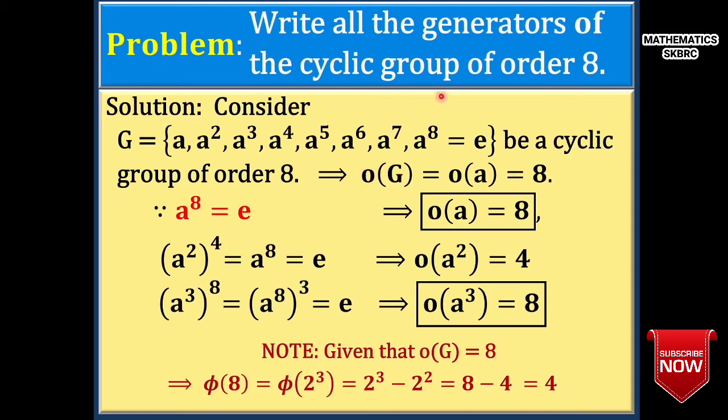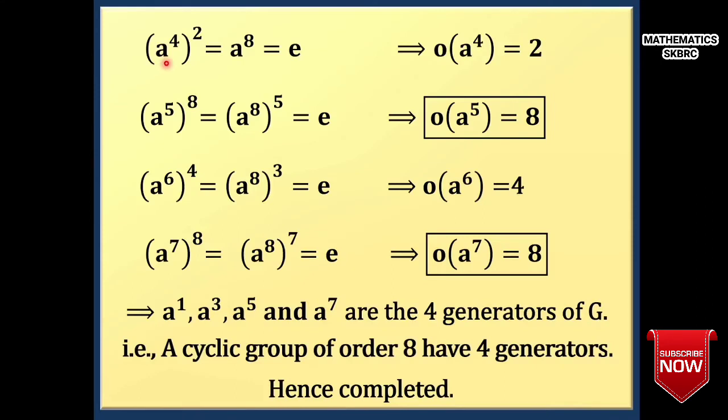Since order of G is 8, then G has phi of 8 generators. Phi of 8 is equal to phi of 2 cube, 2 cube minus 2 square is 4. 4 generators. Now we find the 4 generators in G. A square whole power 4 is equal to A power 8 is equal to E. Since A power 8 equal to E, that gives order of A square equal to 4. A power 4 whole square equal to A power 8 equal to E, that gives order of A power 4 is equal to 2.